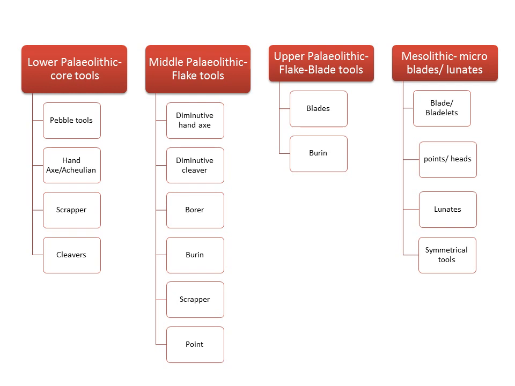We can see a transformation from the core tools to flake tools by the time of middle Paleolithic, where the hand axe and cleavers had reduced in dimension, and they are called diminutive hand axe and diminutive cleavers. They also started to work on the flakes for the production of borers, burins, scrapers and points, particularly by the use of Levallois technology.